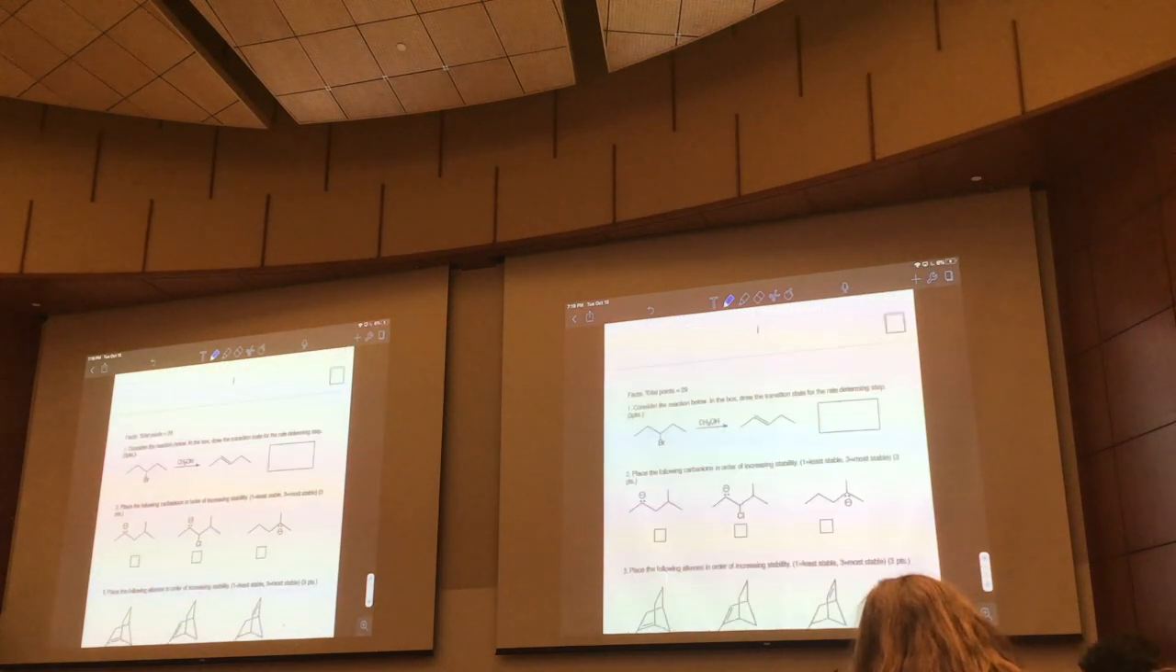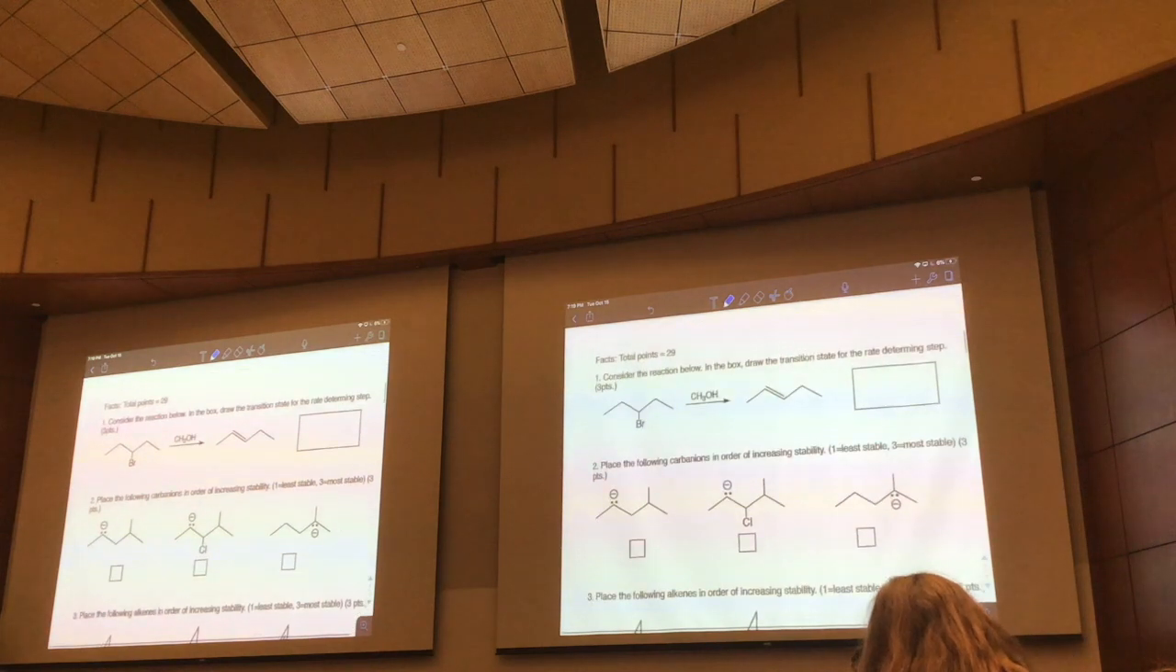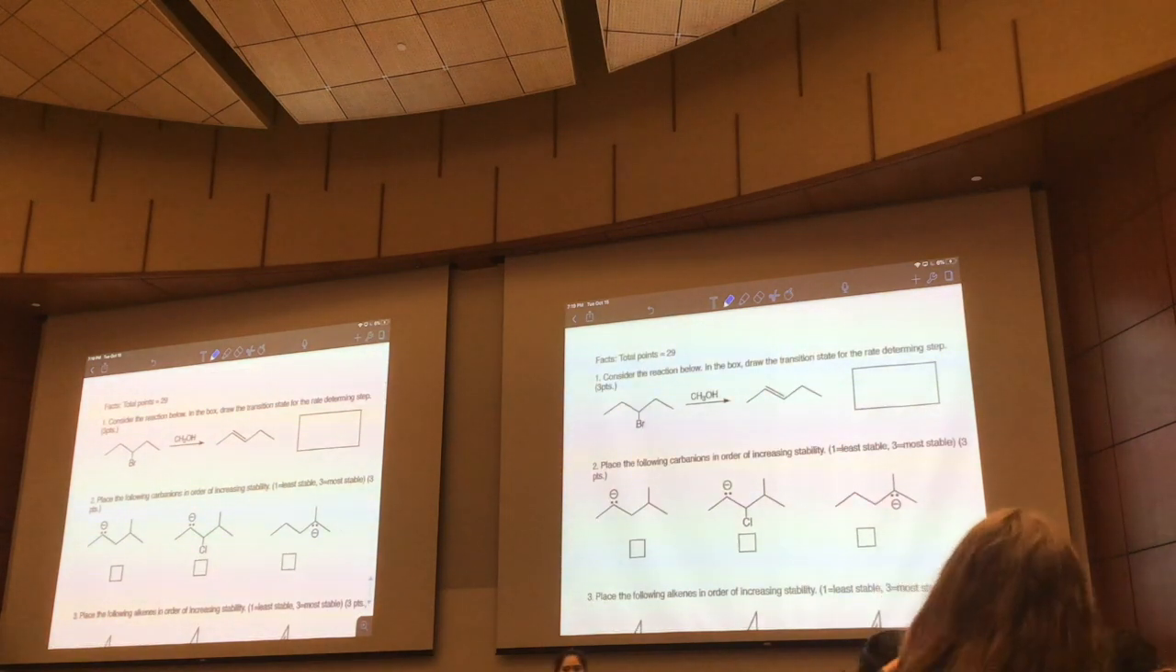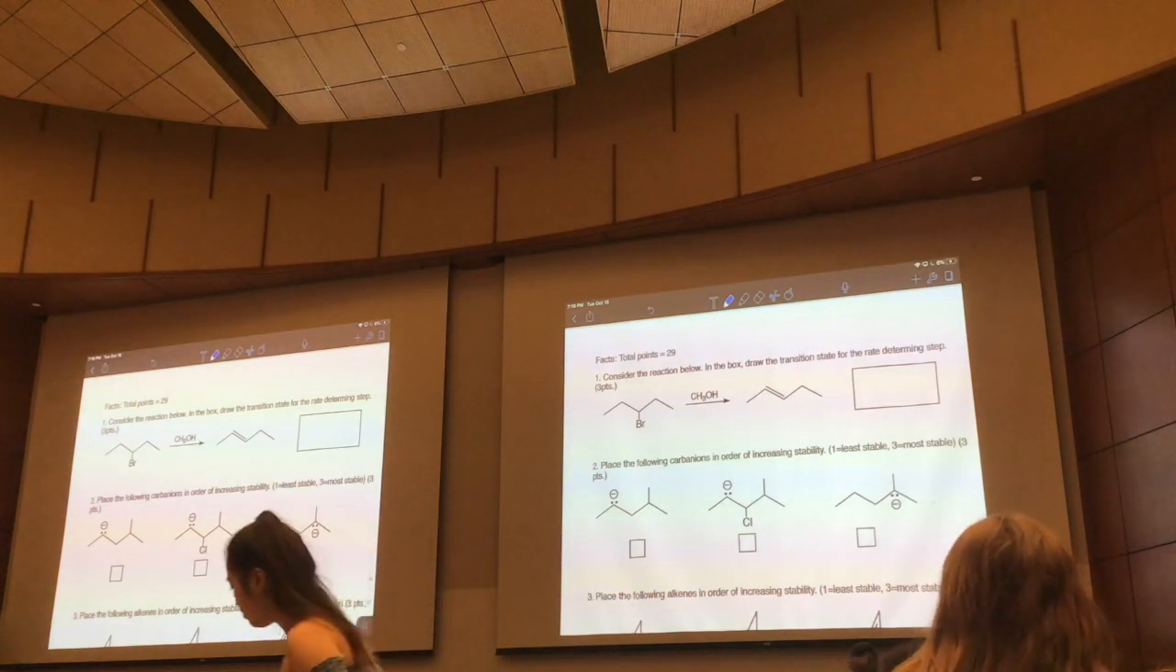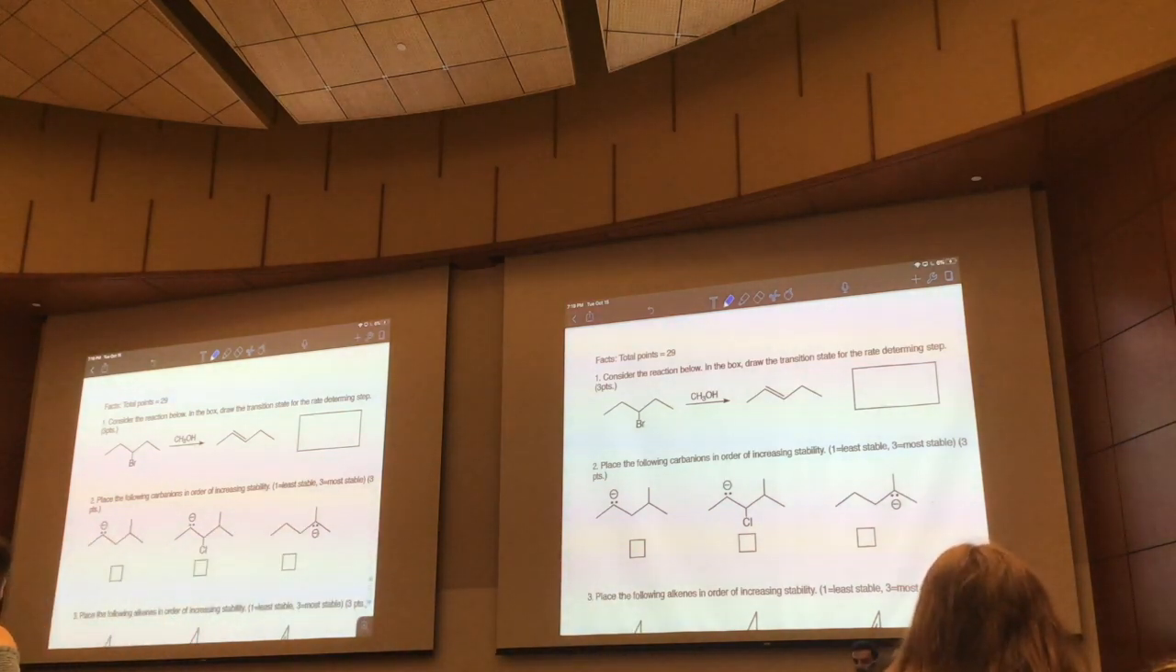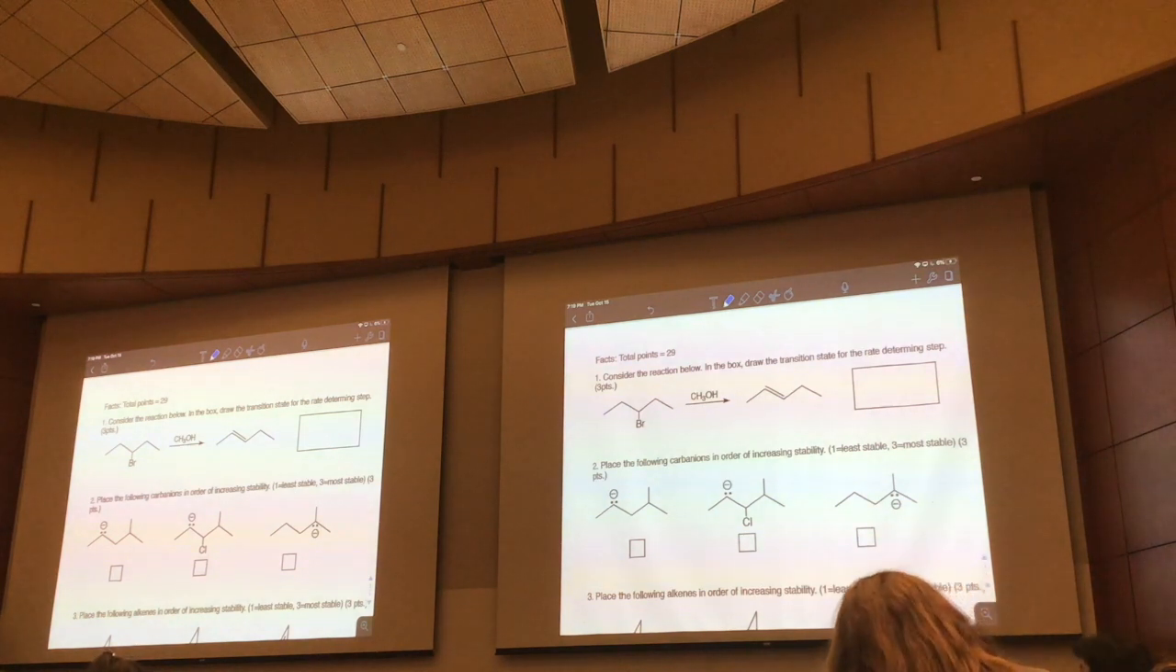All right, moving on to reactions. Favorite part of the test. Okay, consider the reaction below. In the box, draw the transition state for the rate determining step. So how do we know what the rate determining step is? Seems kind of like a crazy thing to know. First thing would be to figure out what type of reaction this actually is.